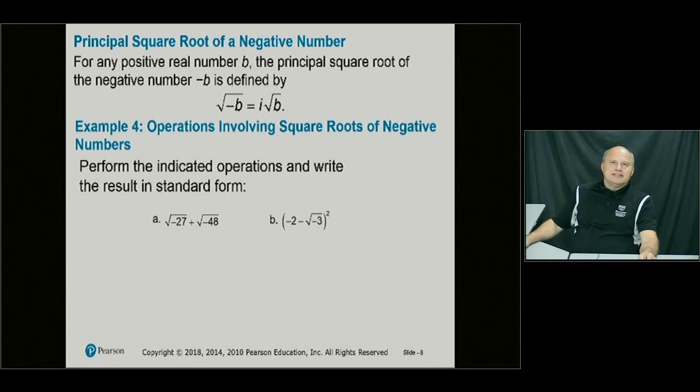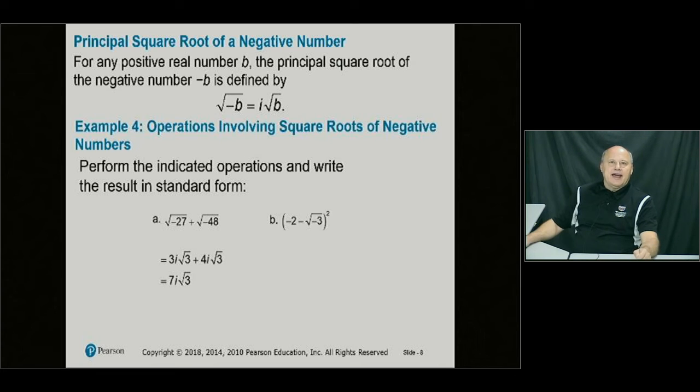So example 4, operations involving square roots of negative numbers. Perform the indicated operations and write the result in standard form. We're going to add the square root of negative 27 plus the square root of negative 48. Remember that the negative gives me an i on the outside. We have to take the square root of 27. Well, 27 is 9 times 3, and 9 is a perfect square, so the square root of 9 is 3, that's why the 3 is on the outside. So the square root of negative 27 is 3i root 3.